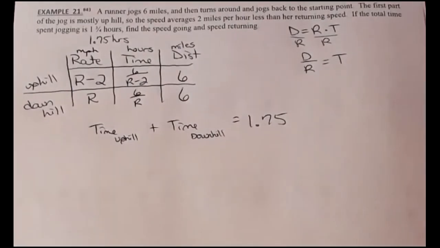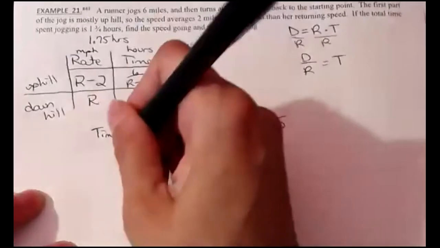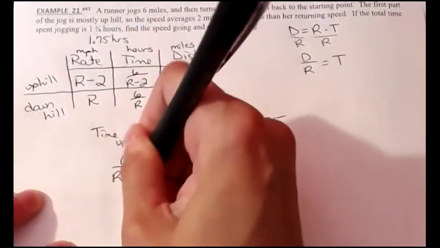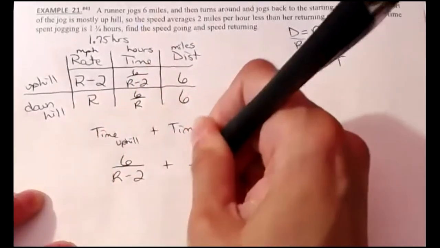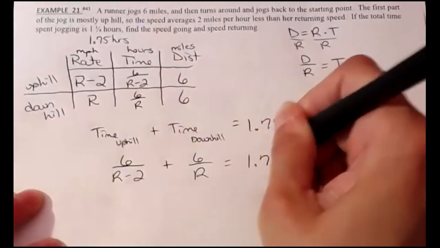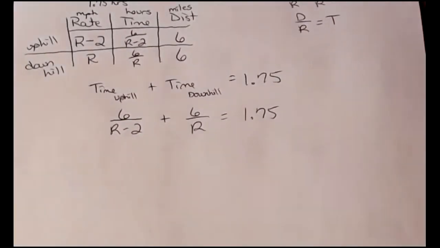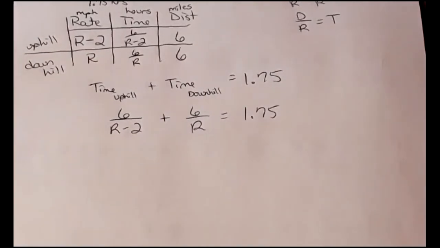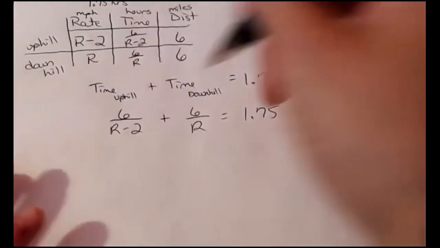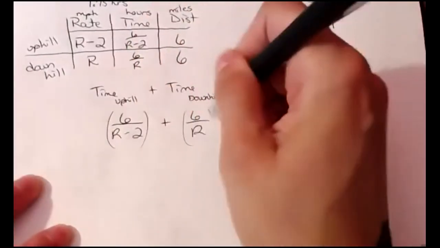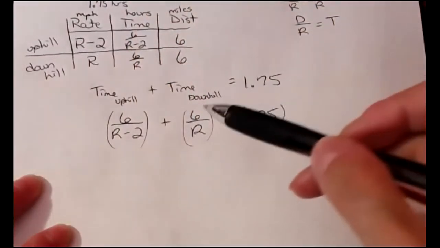Cool. We're right back to where we were before. Time uphill is 6 over r minus 2 plus 6 over r. If we were in session together, I know right away a couple students who would specifically say, let's multiply by the LCD, which is fantastic because that's exactly what we want to do. Jose, she's definitely one of them. We're going to multiply every term by the LCD, which is r times r minus 2.